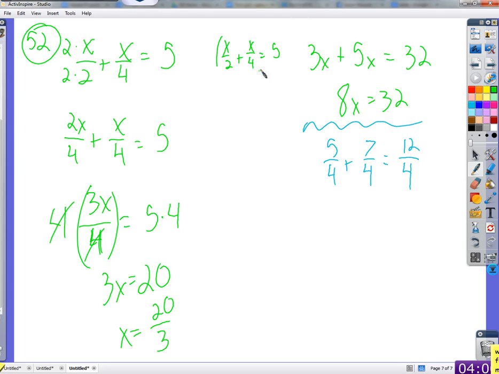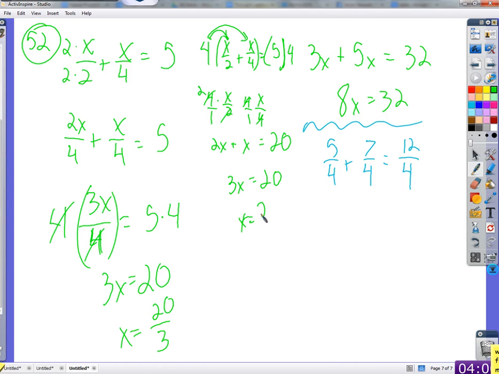Let's do that here. Let's multiply this by 4 and this by 4. If we distribute that here, we're going to do 4 times x over 2. 4 will cancel the denominator of 2. 4 will also cancel this denominator of 4. So 4 times x over 2 cancels the 2. We're left with 2x. We distribute the 4 here. We get 4 times x over 4. Cancels those out. We're left with x. And over here we get 20. And we get 3x equals 20. And x equals 20/3 again.